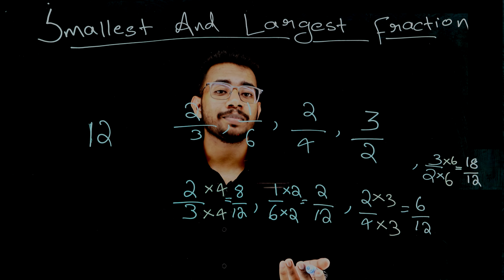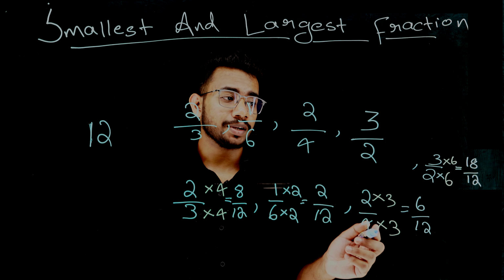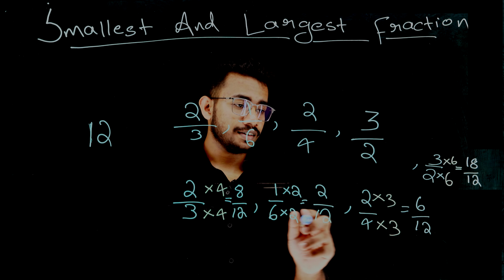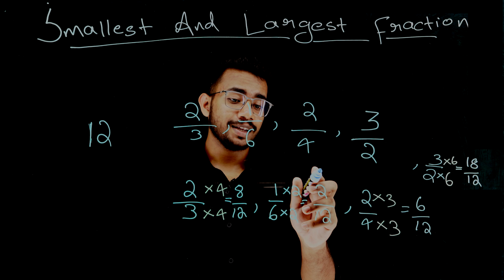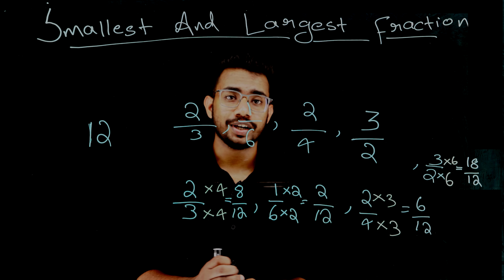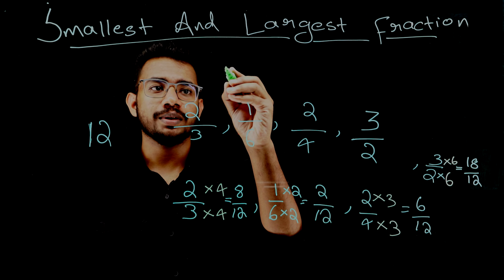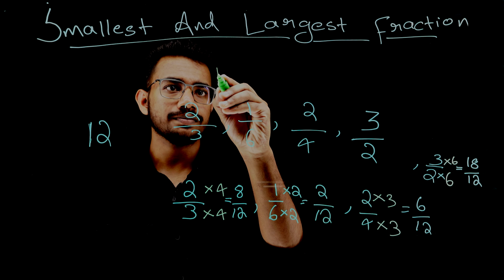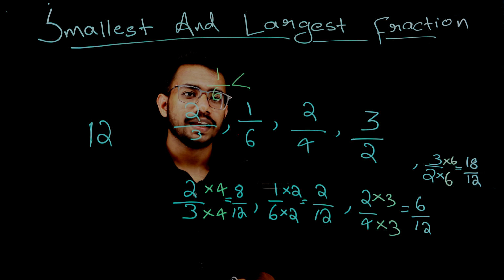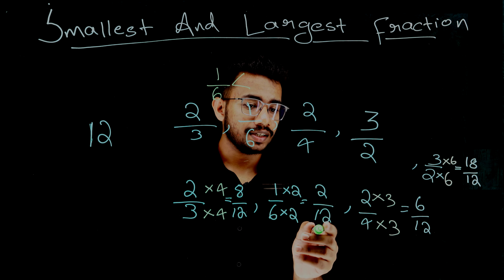Now I just have to compare the numerators. So when I compare which one is largest or which one is the smallest, it would be 2 by 12. That means 1 by 6 is the smallest one, right? So I can write the 1 by 6 here, less than. And the next one would be what?